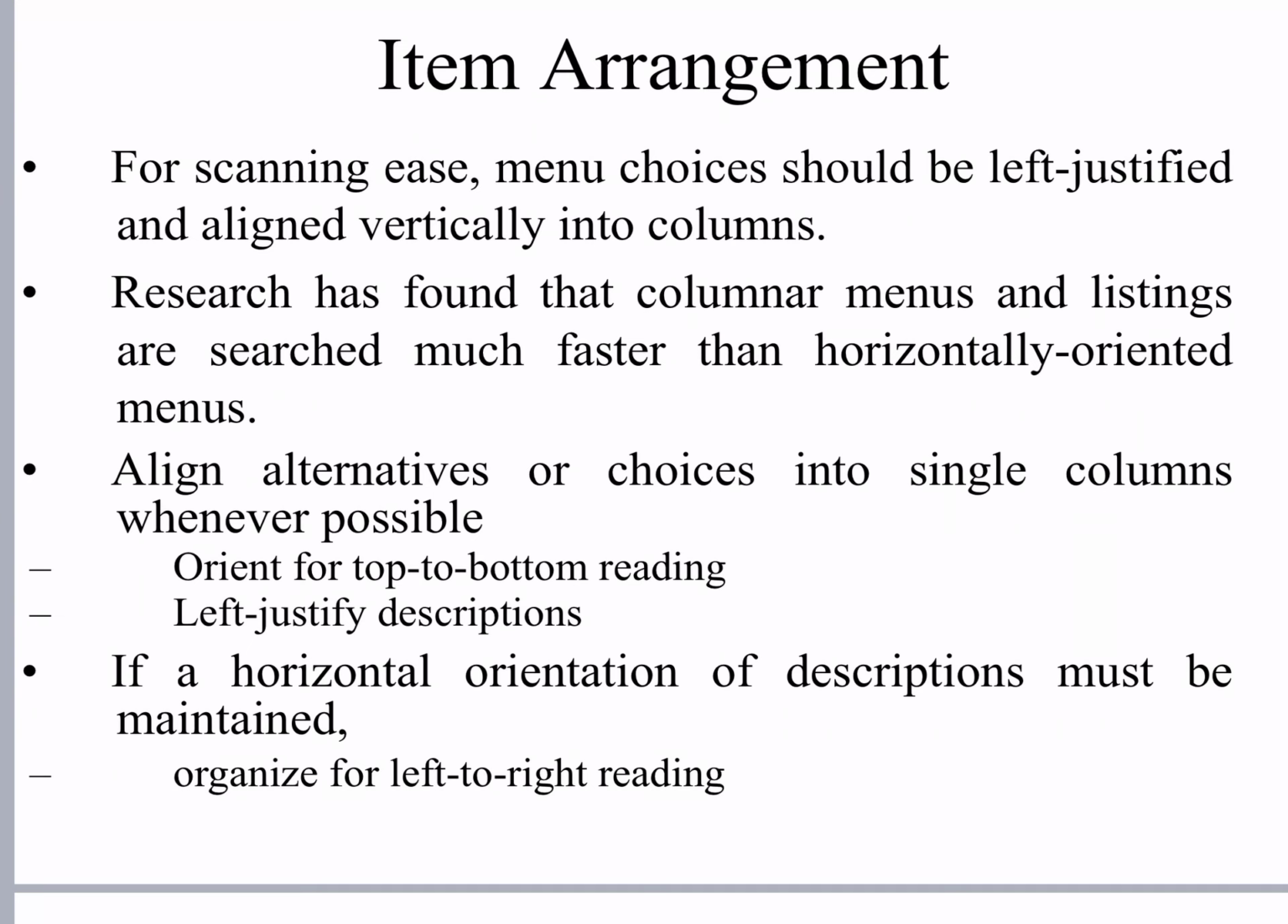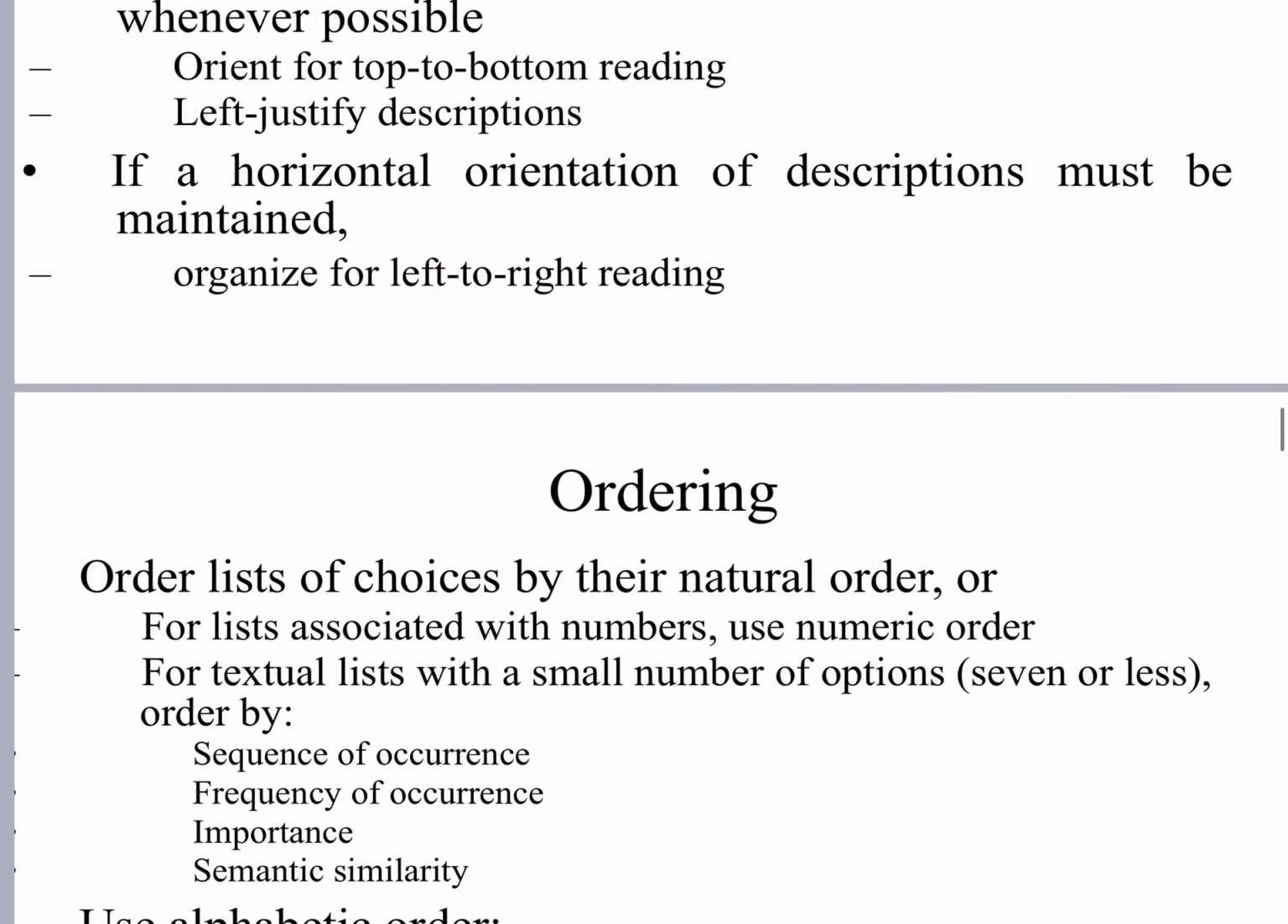Next is all about item arrangement. For scanning ease, menu choices should be left justified and aligned vertically into columns. Research has found that columnar menus and listings are searched much faster than horizontal orientation. Align alternatives or choices into single columns whenever possible. If a horizontal orientation of description must be maintained, organize it for left-to-right reading.